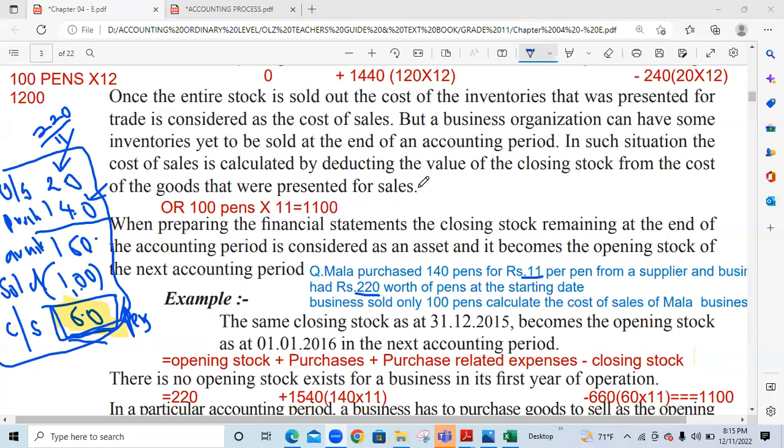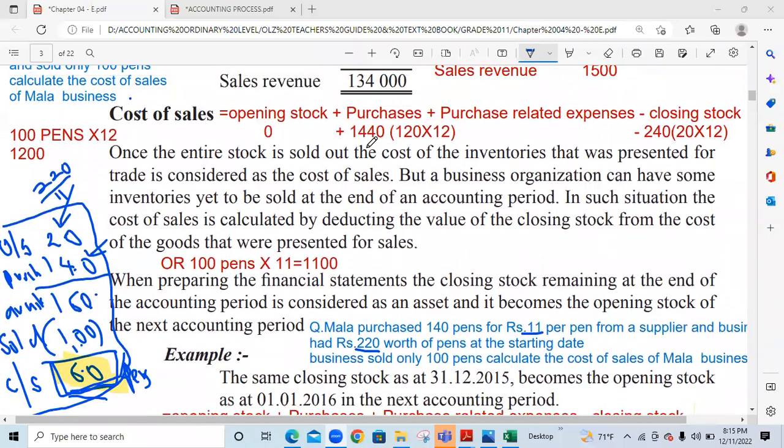But a business organization can have some inventories yet to be sold at the end of the accounting period. What do you call those inventories in accounting? Inventories not yet sold. Closing stock. Very good. Closing stock is what you mean by inventories not yet sold at the end of the period. If you want, you can write it down.